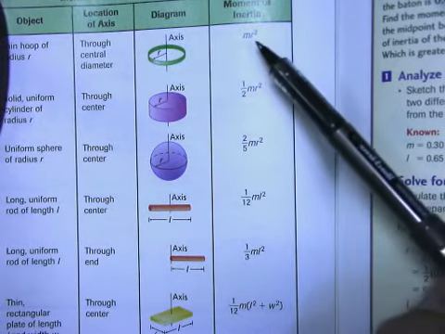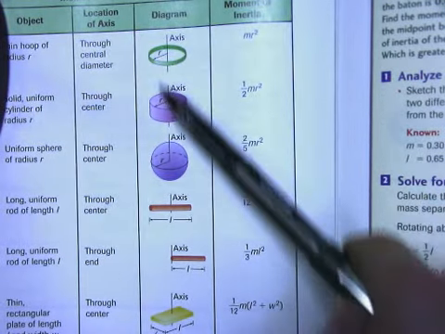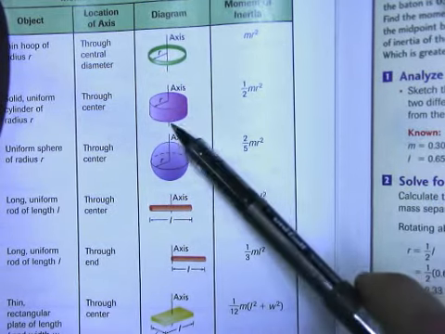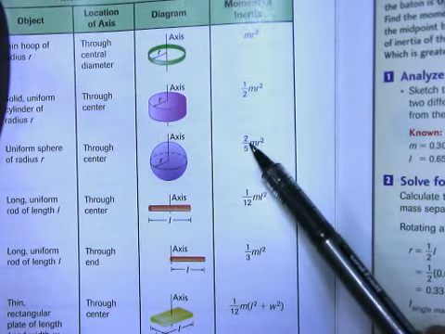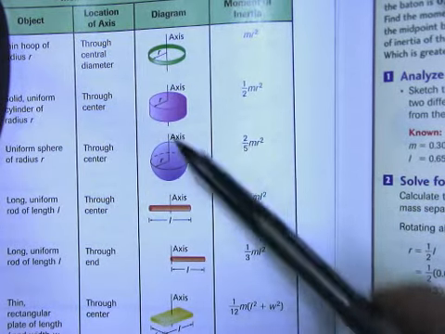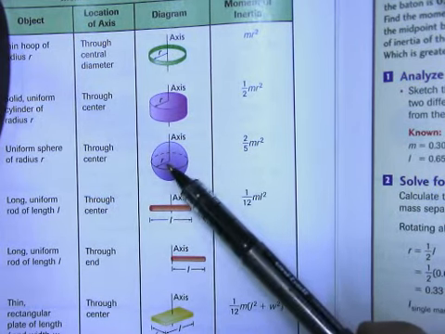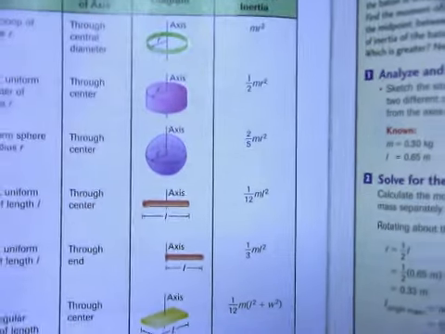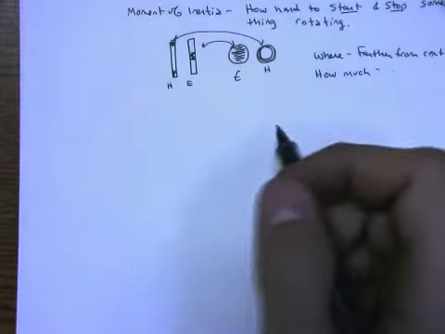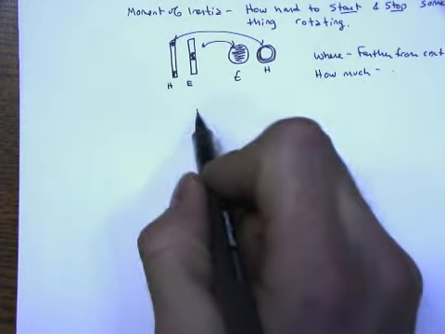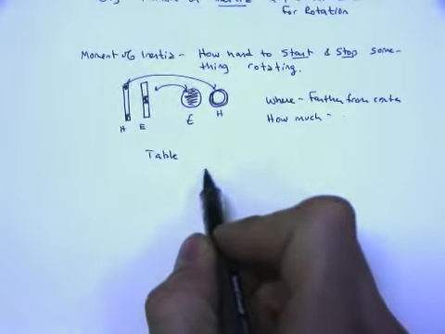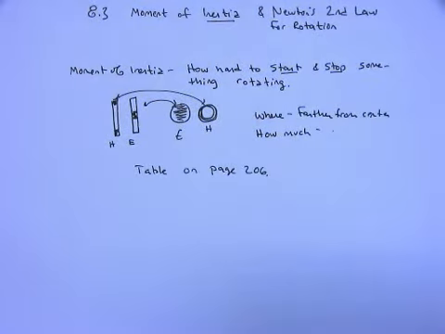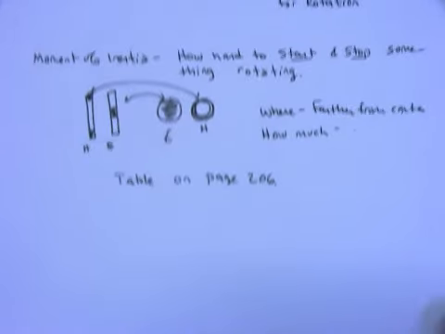And you'll notice that this one's the biggest. It has more weight, assuming they all have radius r. The biggest one is the hoop, because it's 1 mr squared. This one's 1/2 mr squared. This is 2/5, so 0.5, 0.4. And notice that there's more and more weight located towards the center, which makes it easier and easier to start and stop moving. So the table on page 206 is a good reference when you need to talk about the moment of inertia.